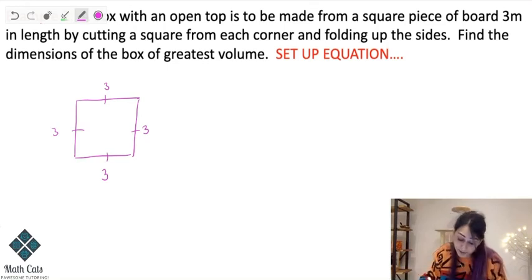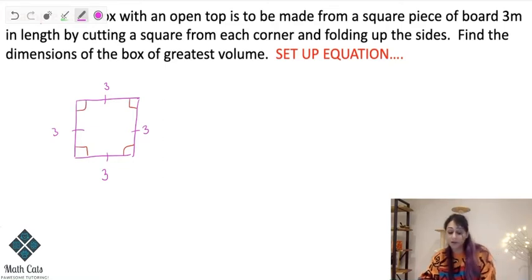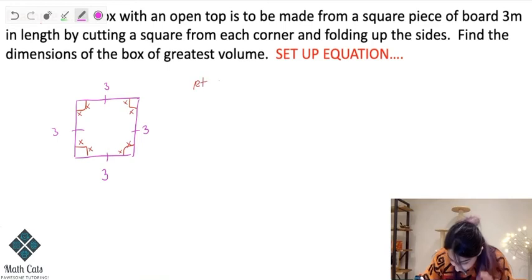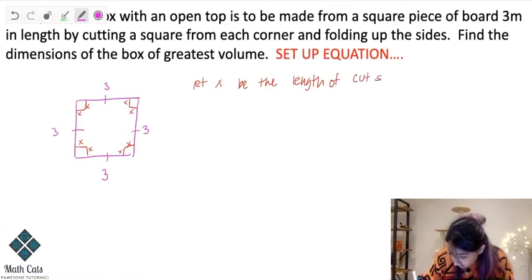You cut a square from each corner. Okay, so I'm going to cut a square from here, cut a square from here, cut a square from here, and cut a square from here. So we don't know how much of the square we cut, right? But let's just say that we cut X distance from each side. So let X be the length of the cut square.